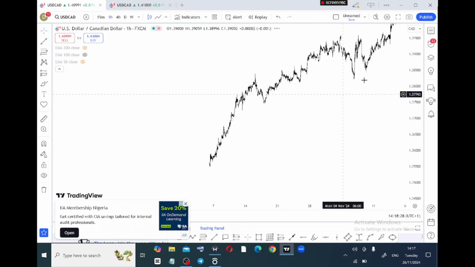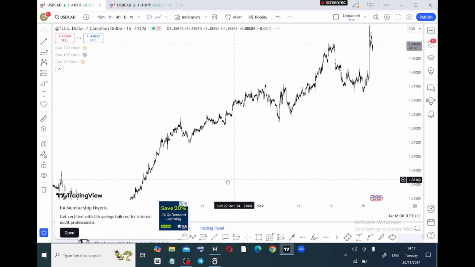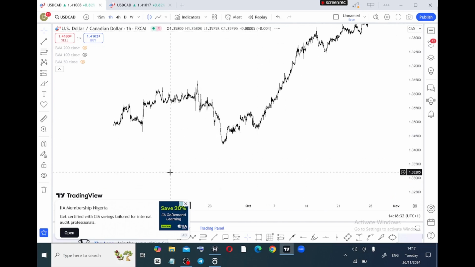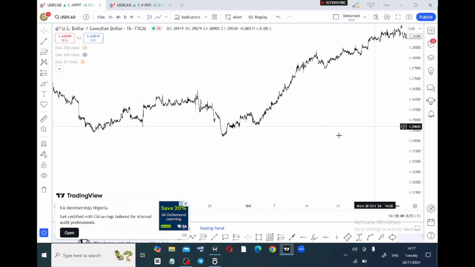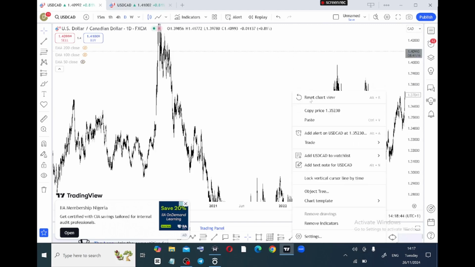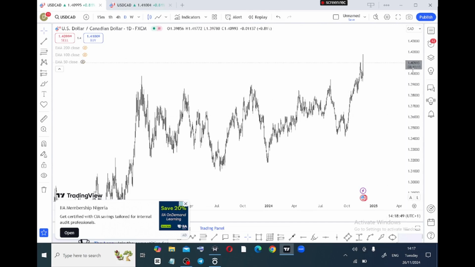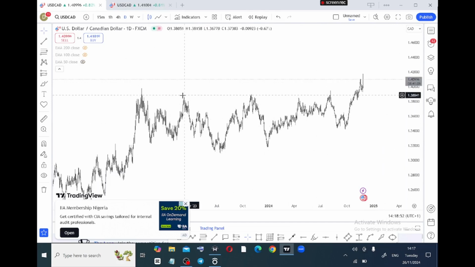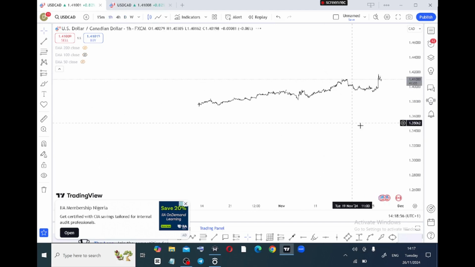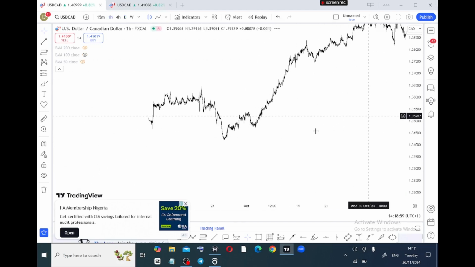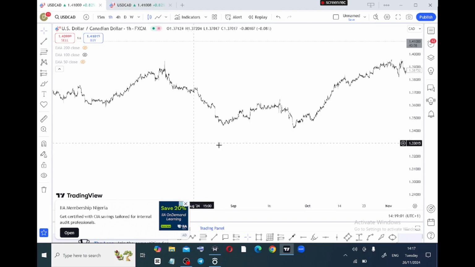So this is USD CAD. When I checked this pair, I saw that it has been trending. This is the 1 hour time frame. I actually use daily and 1 hour, but since daily has confirmed to me that it's also bullish, creating higher lows and pushing up, I just need to go to 1 hour and see what 1 hour is currently doing.